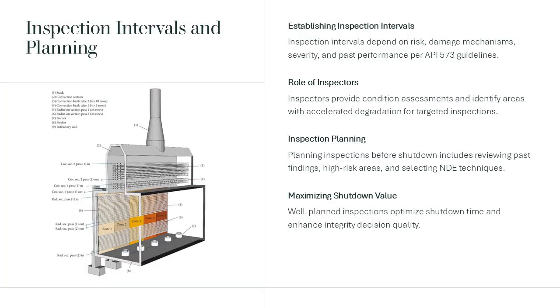Inspection intervals for fired heaters should be established based on risk, damage mechanisms, operating severity, and historical performance, consistent with API 573 guidance. Inspectors contribute by providing accurate condition assessments and identifying areas of accelerated degradation. Planning for inspections, particularly off-stream inspections, should begin well before shutdown and include review of previous findings, identification of high-risk areas, and selection of appropriate NDE techniques. Well-planned inspections maximize the value of shutdown time and improve the quality of integrity decisions.